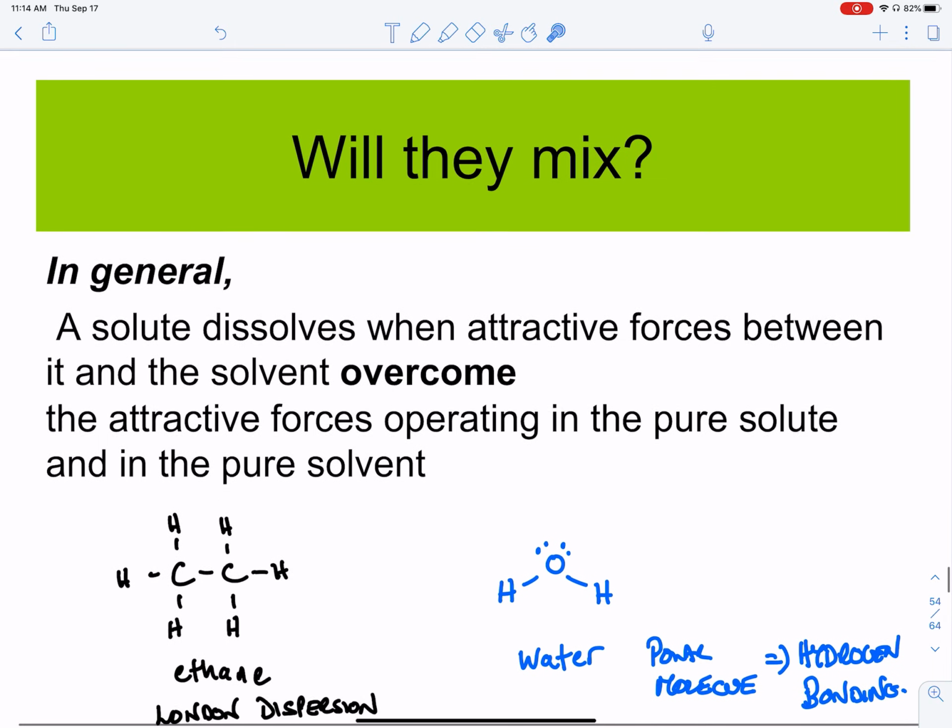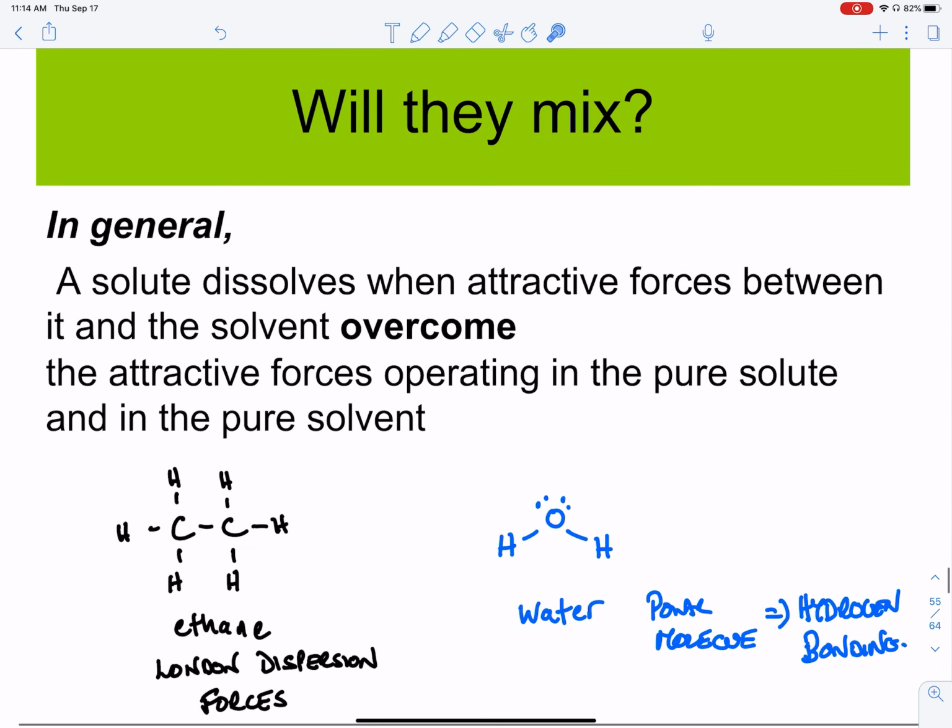And so, when we talk about will they mix, if we look at two molecules here, so this is ethane, which is a hydrocarbon, so it's a bit like an oil. It's a gas, but it's based on a hydrocarbon. This has London dispersion forces. So the interaction between ethane and another ethane molecule would be London dispersion forces. And the water molecule is a polar molecule and has hydrogen bonding. And so this water molecule is going to be attracted to another water molecule by these strong attractive forces. And the ethane is going to be attracted to another ethane by London dispersion forces.